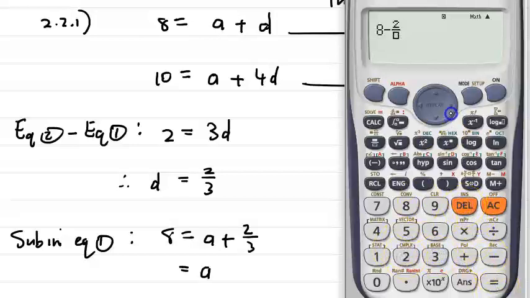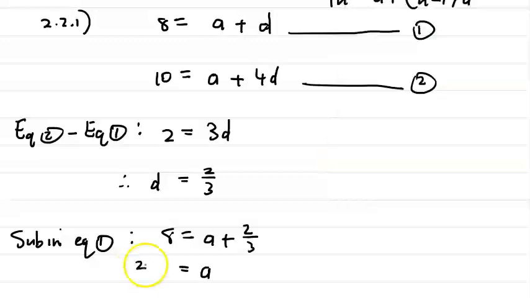There we go. 2 over 3. And we got 22 over 3. So A is going to be 22 over 3. Let's look at the next question.